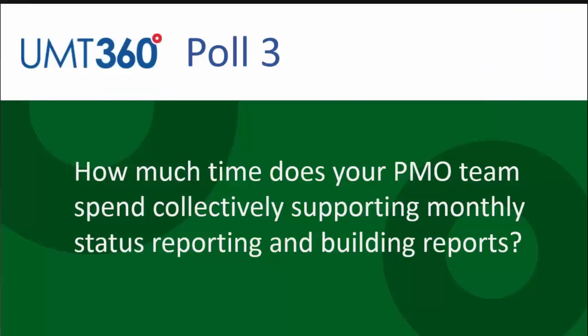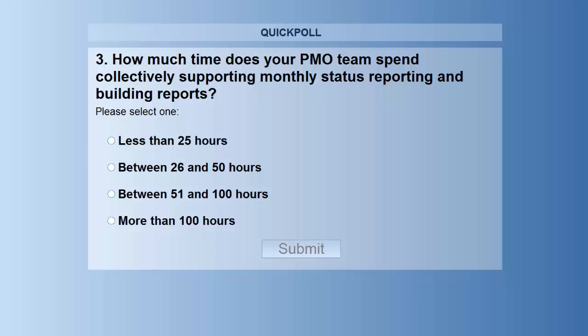So poll number 3: how much time does your PMO team spend collectively supporting the monthly status reporting and building reports? So how much time do you spend managing that whole process, manually building reports and reconciling data? And here you see the options. Less than 25 hours, and I've assumed a monthly status reporting period here. It can be a different cadence. Less than 25 hours, between 26 and 50 hours, between 51 and 100 hours, more than 100 hours.